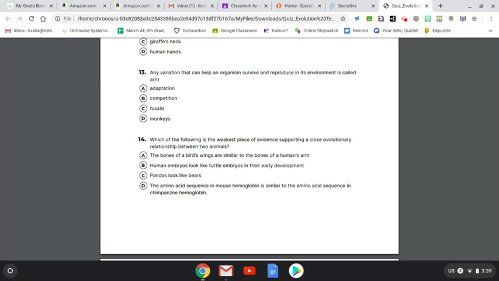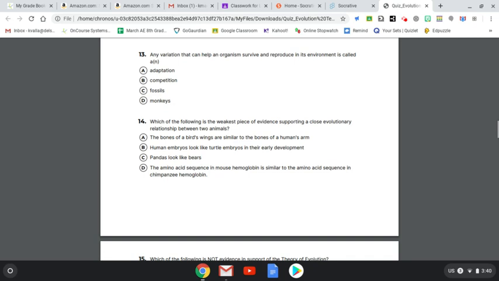Number 14, which of the following is the weakest piece of evidence supporting a close evolutionary relationship between two animals? Is it A, the bones of a bird's wing are similar to the bones of a human's arm. B, human embryos look like turtle embryos in their early development. C, pandas look like bears. D, the amino acid sequence in mouse hemoglobin is similar to the amino acid sequence in chimpanzee hemoglobin.